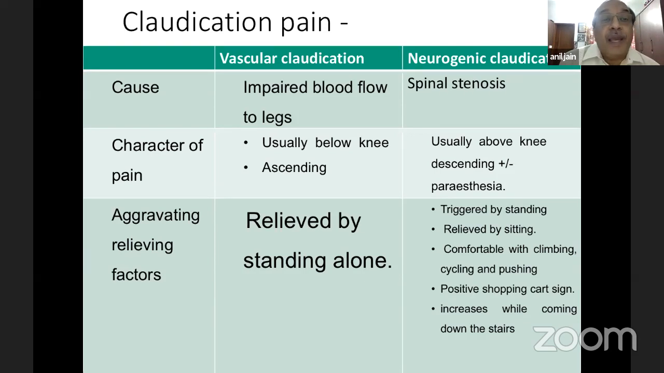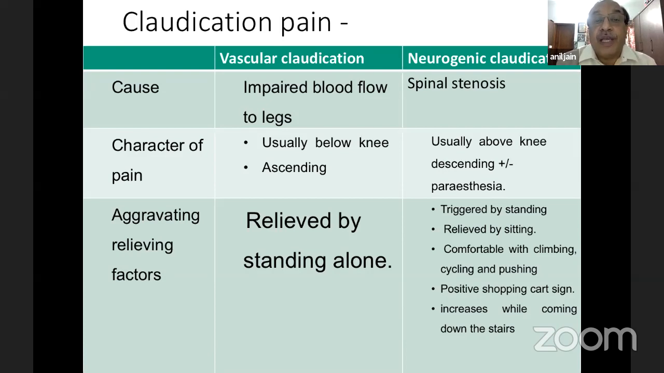The simple cause of vascular claudication is impaired blood flow to the legs. An example is Buerger's disease, or some thrombotic or lumen narrowing of the blood vessel because of atheroma. Neurogenic claudication may be because of lumbar canal stenosis. Now, there is a difference in the character.